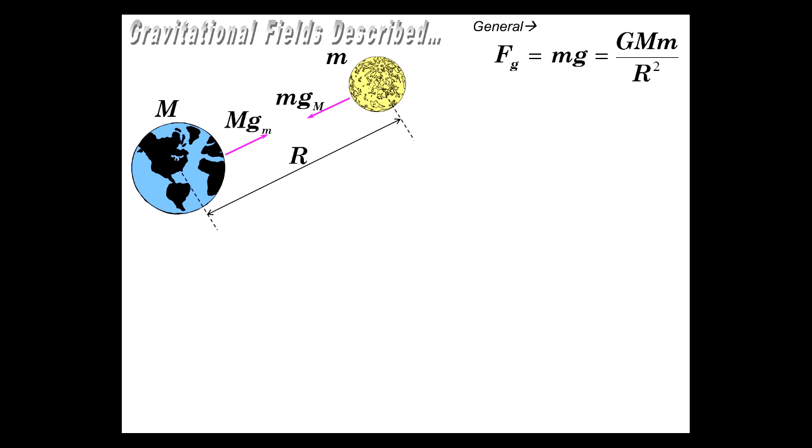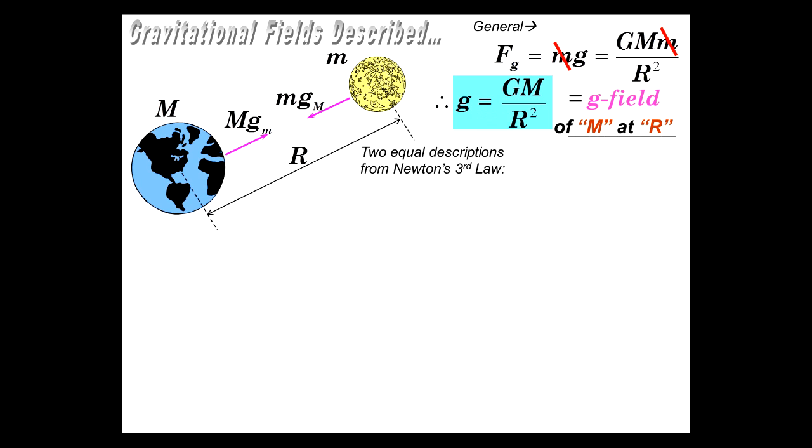G big M, little m over r squared. Little m's go away, and so we can get the gravitational field as follows. G equals big G big M over r squared. This is the gravitational field strength of a mass M a distance r away. So that's the G field of M at r.